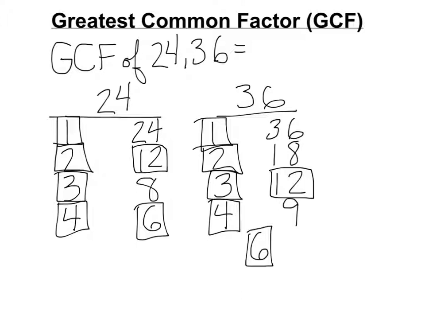So to find the greatest common factor, we just take a look at what we have boxed, and we choose the greatest. We'll have everything boxed there. 12 is the greatest. And there it is. Moving on in 3, 2, 1.